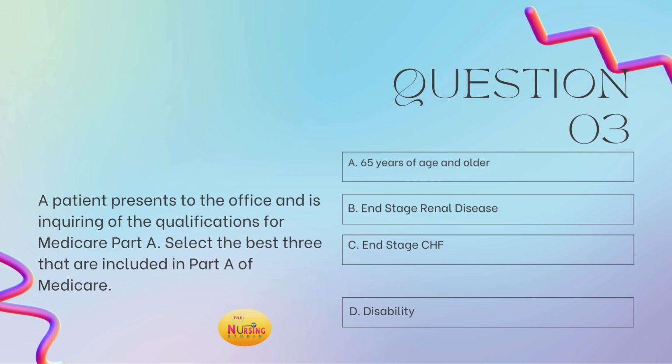If you have end-stage renal disease, it's not end-stage CHF, it's end-stage renal disease, that qualifies you to have Medicare Part A automatically, okay? And then D, disabilities. If you have been diagnosed as being disabled, that qualifies you as well for Medicare Part A. You get the automatic. That's why I say automatic. If you have those qualifiers, that is Medicare Part A only that you automatically get.